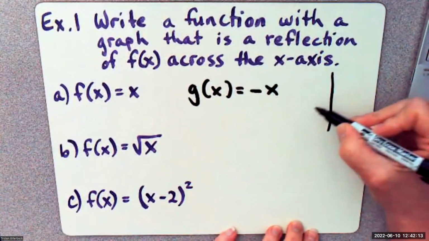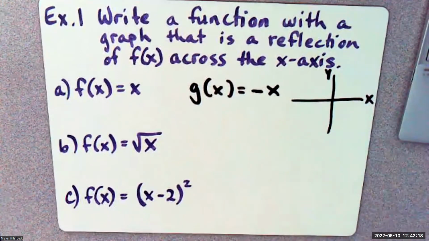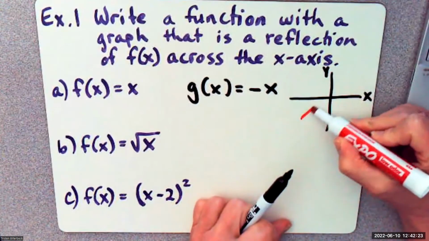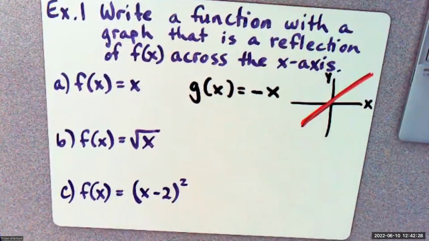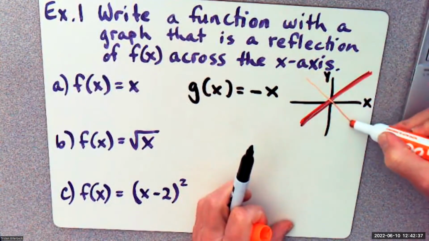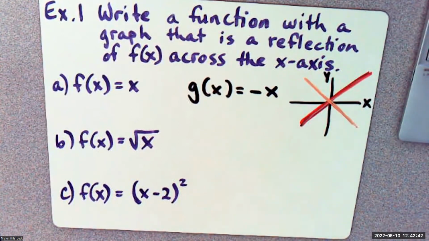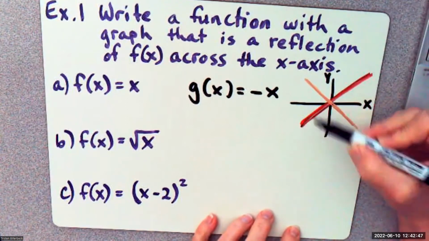So if I had the original function here, y equals x, and I drew the y equals x line, that's this line right there. By making it y equals negative x, now I've drawn it this way. So we see in reference to the x-axis, it's reflected about the x-axis.